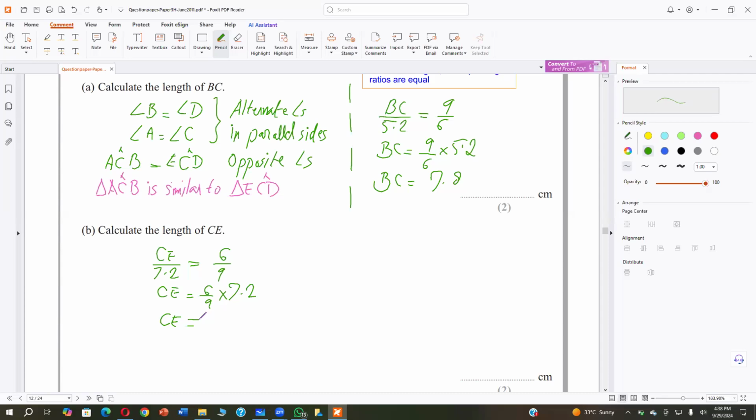Can you get the answer? Can you share the answer? 4.8.